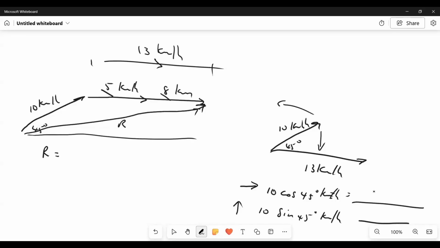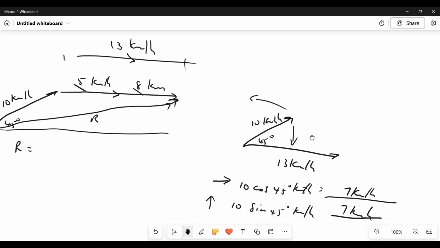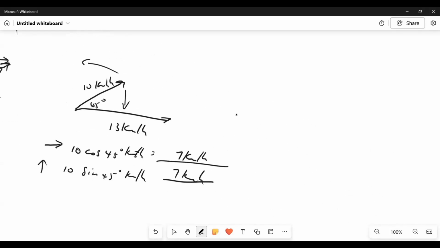So Sir, I got 7.07 km per hour. All right. Let me go with 7 km per hour, roughly, right? We're not going to use too much decimal, right? Good. So we can now take our problem, and this is how we can model it now.